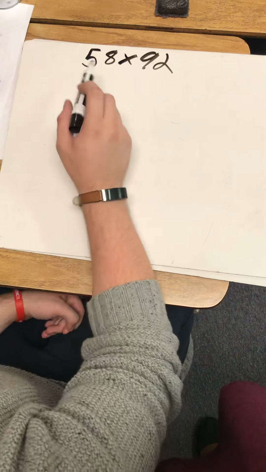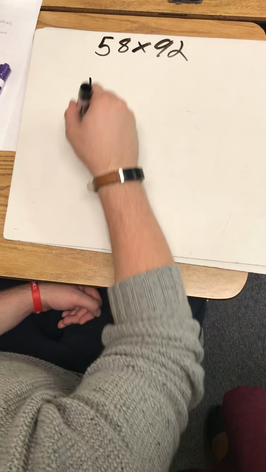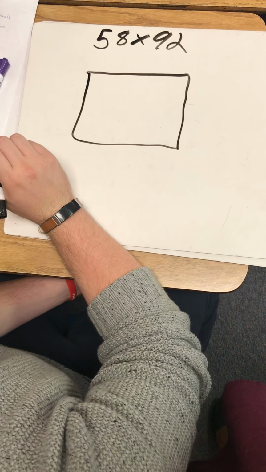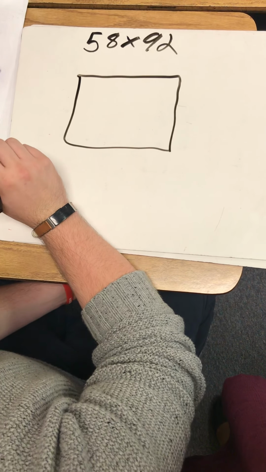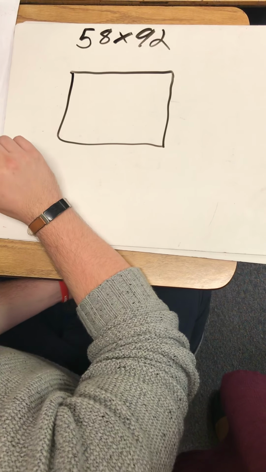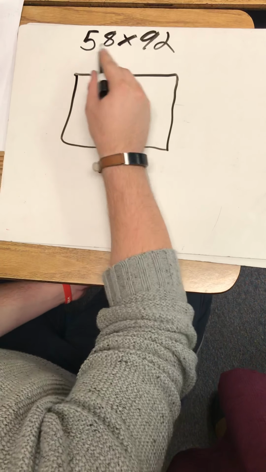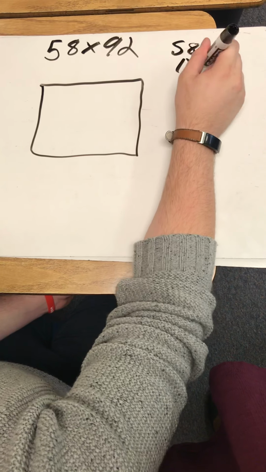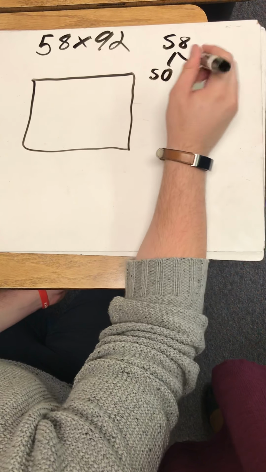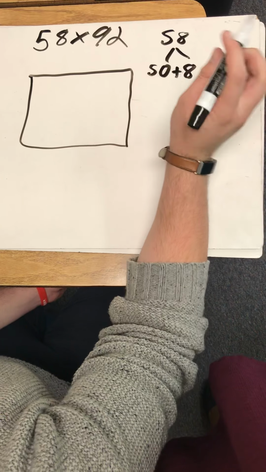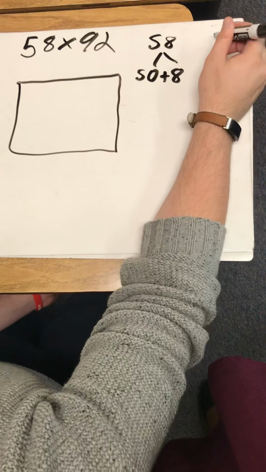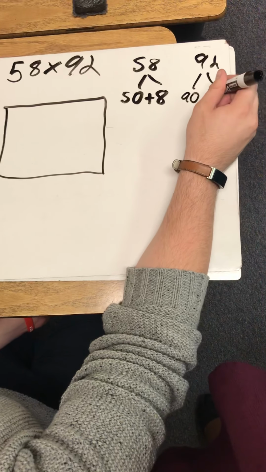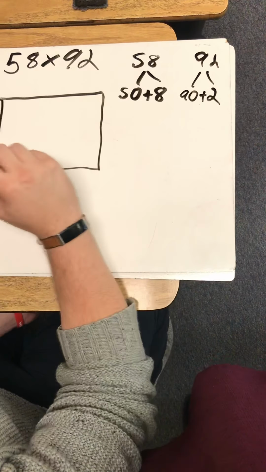Whenever I'm trying to break this down into the box method, I know my first step is going to be to draw my box. After I have my box, I need to look at the box and my numbers and see how I can best decompose these numbers to fit into the box. So I'm going to break both these numbers down into expanded form. Whenever I see 58, I know I have 5 tens and 8 ones. So that would be 50 plus 8. Whenever I break down 92, I know I have 9 tens and 2 ones. So that's going to be 90 plus 2.